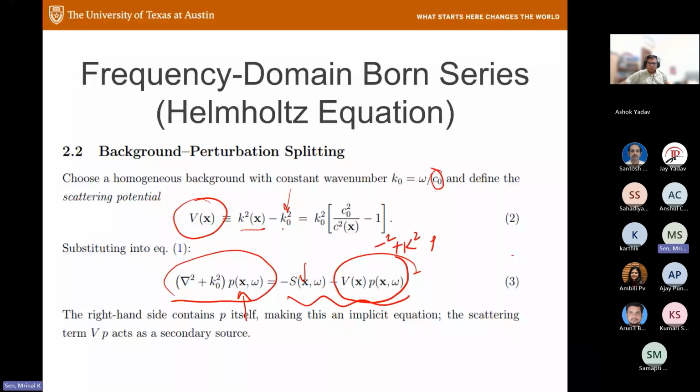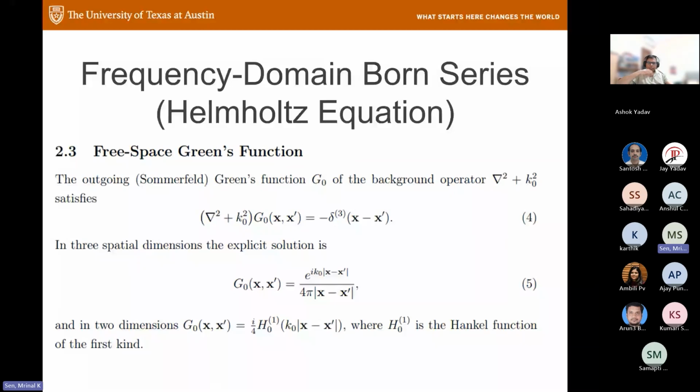Now, what does it do to our formulation? So first of all, let's write down the Green's function for the background medium. If the background is homogeneous, then I have a closed form solution for the Green's function. And this is something that we have derived in the class, right? So I know what this is. In 3D and in 2D, we have a Hankel function.